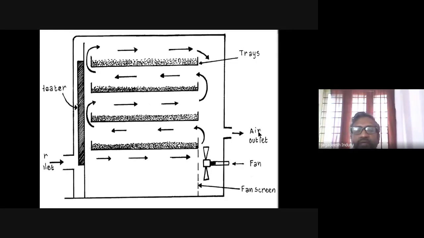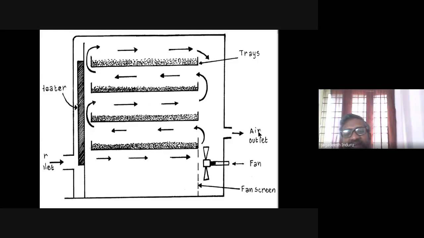By switching on your fan, the hot air will be circulated around your trays and takes the moisture and goes out, and fresh air will keep entering and taking more. It means you are creating an unsaturated zone in the oven by the circulation of the air. For example, if you don't switch on the fan, what will happen? Your air is completely saturated with water vapor.